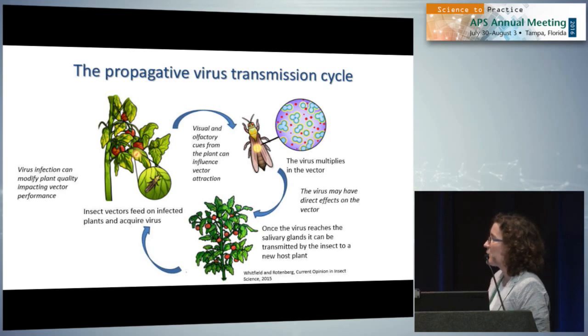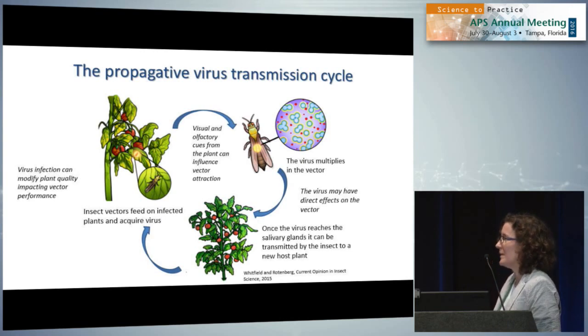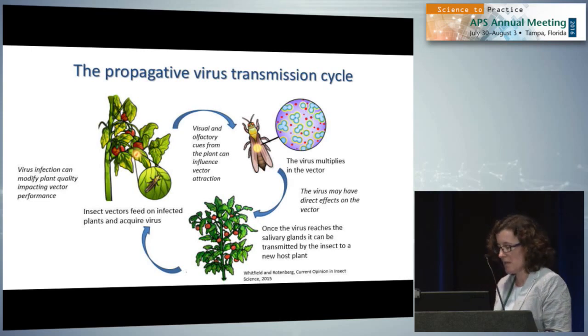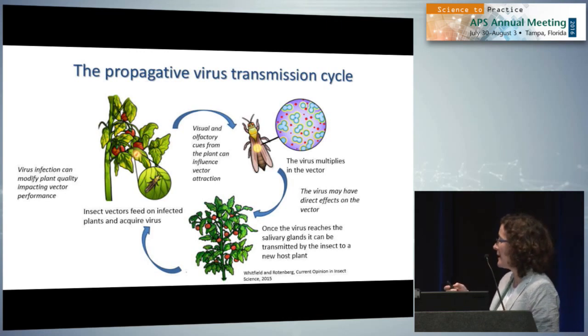So, and then the insect, once it has reached the salivary glands, it has to find a susceptible host to transmit it. But when you overlay this with the ecology of the interaction, you can see there's several steps that can be modulated. And these would be influenced by the environment and the interplay between the plant-virus-vector interaction.